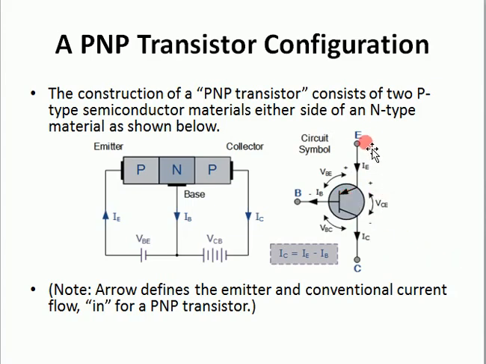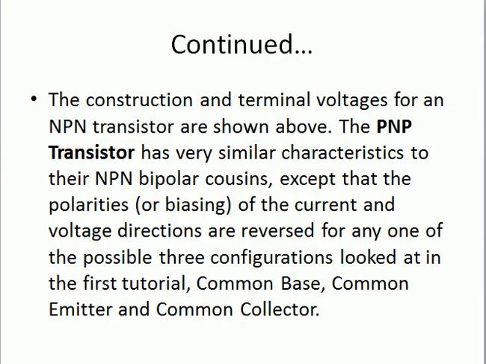And as usual, IE is equal to IC plus IB, and from here you can get the value of IC, that is equal to IE minus IB. And note here that the arrow defines the emitter and conventional current flow for a PNP transistor. The construction and the terminal voltages for an NPN transistor and for the PNP transistor are shown above.